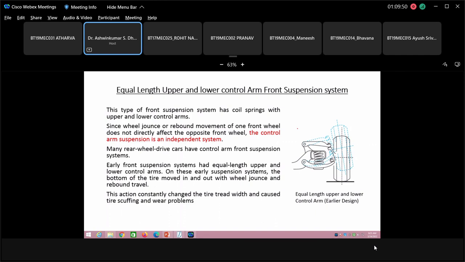Now this type of front suspension system has coil spring with upper and lower control arm. Since wheel jounce, meaning the vertical movement or rebound movement of one front wheel, does not directly affect the opposite front wheel, the control arm suspension is an independent suspension system. So these are the control arms, and here the blue colored one is showing the tilted position. Many rear wheel drive vehicles have a control arm front suspension system.